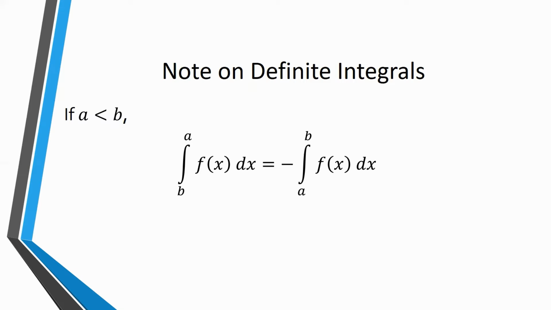Now, what I do, if ever this is not in order, I just calculate the signed area and then I put a negative out front.